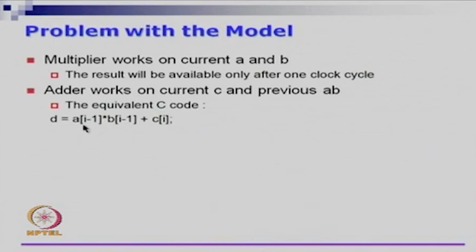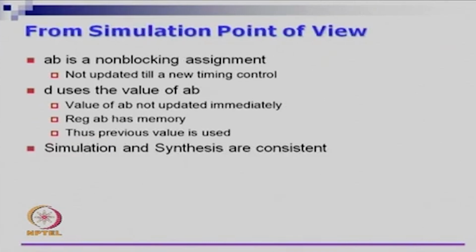So, in this case we wanted to do AB plus C, and this is doing A of I minus 1 times B of I minus 1 plus C of I, and this is not correct. This is not what the intent was. So, from a simulation point of view, let us see why this is consistent first of all. The hardware that we saw was the picture that I showed earlier. Let us see from a simulation perspective whether this is supposed to be correct.